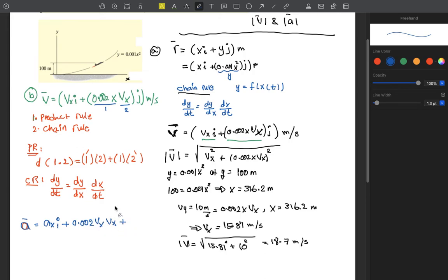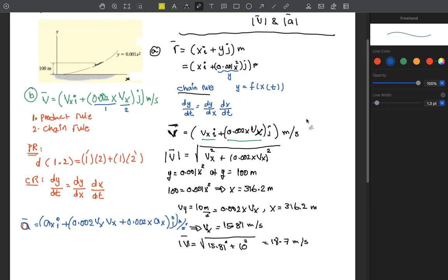Add to that. Plus, now we go here. The first term, it's 0.002x, multiplied by the derivative of the second term. The derivative of this second term simply is ax. Okay? So this whole part is ay. Oh, sorry. So this is in the j direction, right? So ax i, 0.002 Vx plus 0.002 x ax in the j direction, and since it's acceleration, the units are in meters per second squared.